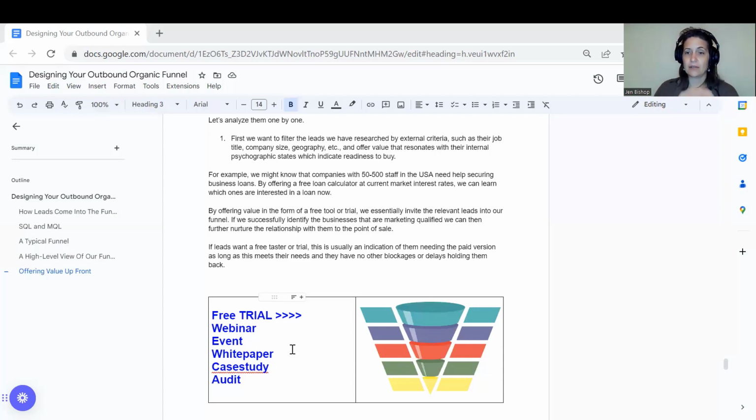So top of the funnel value is things like free trials of software or the gym, attending a webinar where they can learn a bunch of stuff similar to an event, reading your white paper or reading your case study, or undergoing a free audit or a free analysis or a free estimation where they can really learn something quite personalized about themselves or their business. And that just brings them into the funnel. And then you also get to learn that this is an ideal lead and I can actually focus on this one and nurture them to the point of sale.